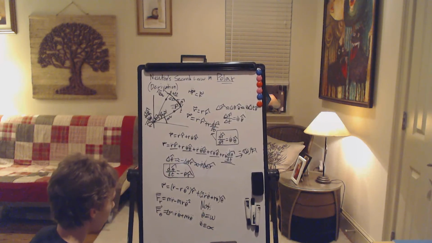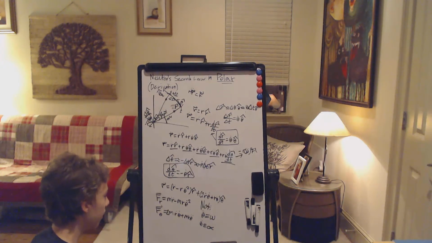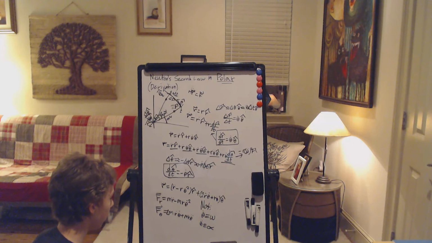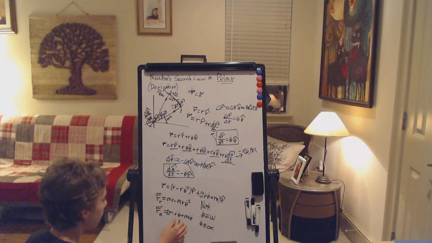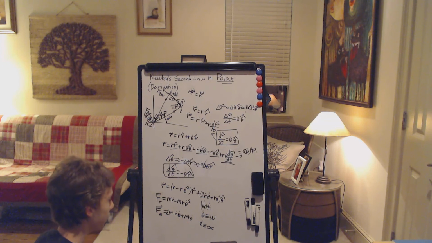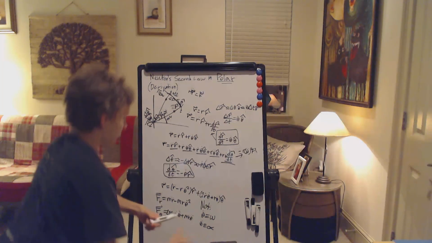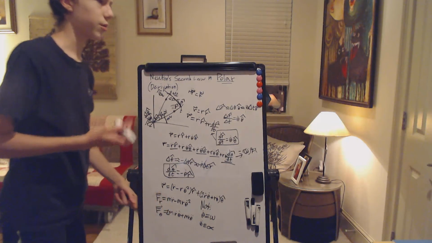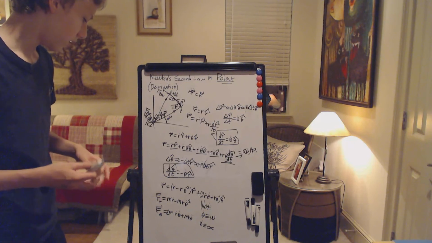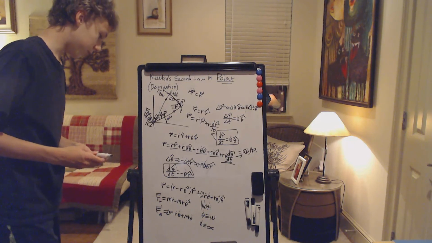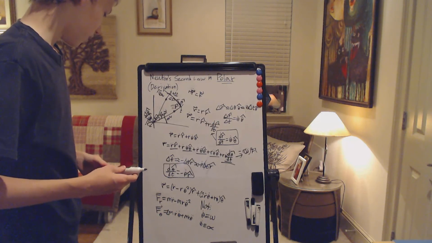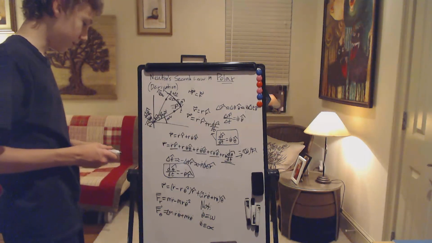And a few more things. I will go into this later in more detail, but we have this strange 2 r dot theta dot term. This is actually called the Coriolis acceleration. I'm not going to go over it at the moment, but it is pretty interesting.